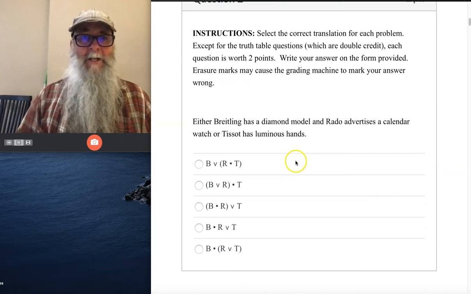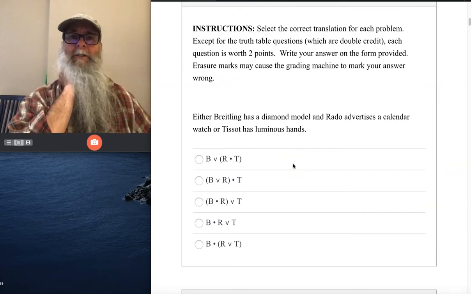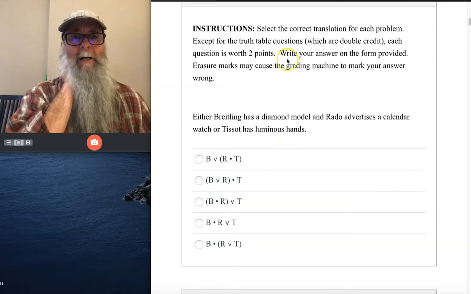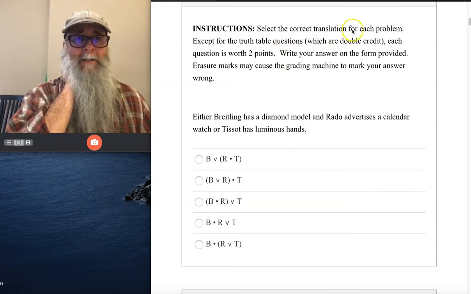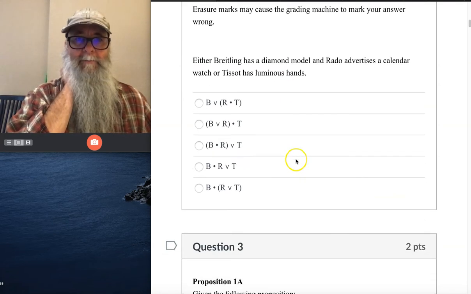Okay, so let's look at the second question. The second question looks like one of these translation problems. I want to talk to you about some effective ways to go about answering these. All right, select the correct translation for each problem. And the rest of the directions here are not relevant.